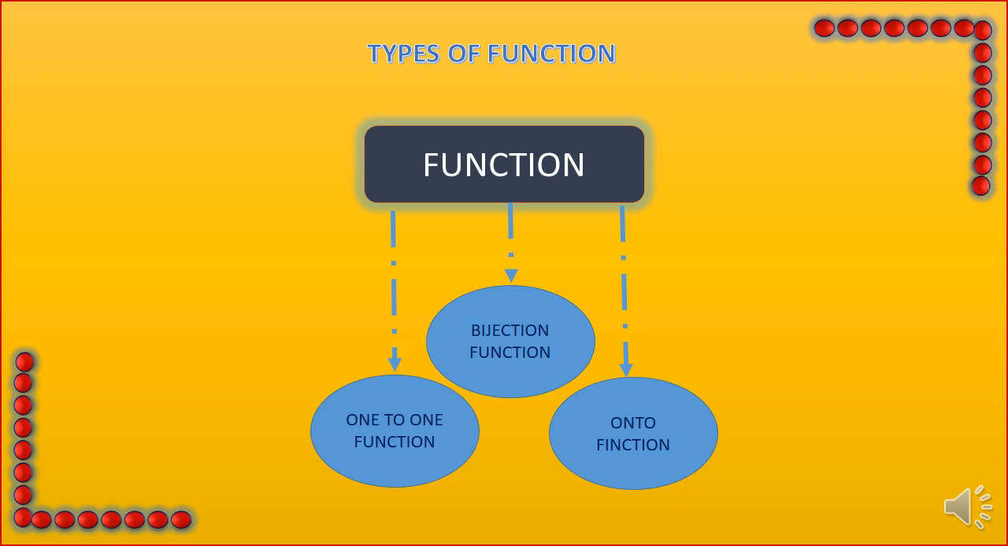Types of function. Functions are one-to-one function, onto function, and bijection function. Bijection means it has both one-to-one and onto.